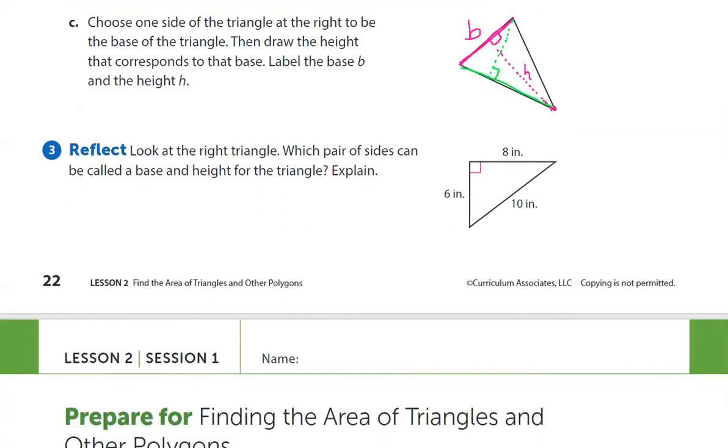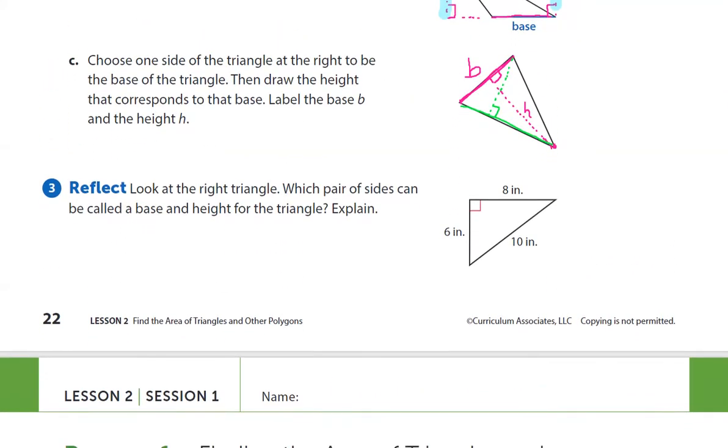Okay, now time for some reflection, and then it's your independent practice pages. So look at the right triangle on the right. And remember to refresh, it's called a right triangle because one of the angles is, we'll call it a perfect corner. It makes a 90-degree right angle. It's important to remember that one. Which pair of sides can be called a base and height for the triangle? Which two sides? So we want to stick with a pair of sides here. It doesn't want us to give another line for height. It wants us to use the sides.